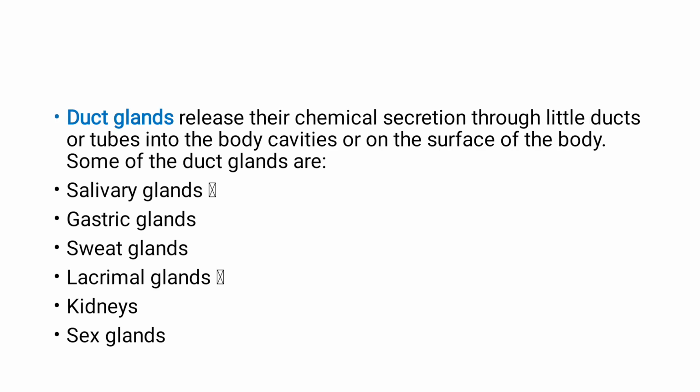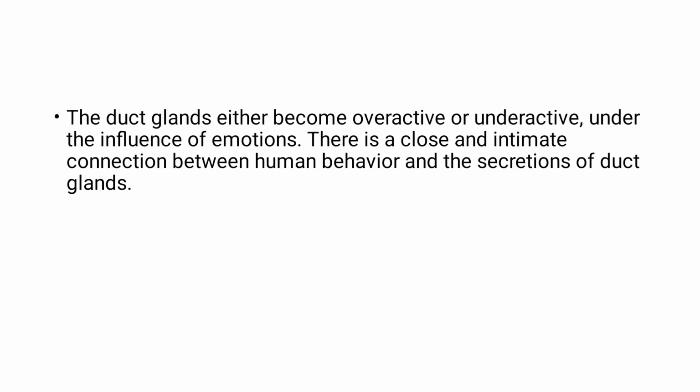So the duct glands, what are the duct glands? They release their chemical secretions through their ducts or tubes. For example, the salivary glands secrete saliva, gastric glands secrete gastric juice, sweat glands secrete sweat, lacrimal glands secrete tears, kidneys secrete urine, and your sex glands secrete some secretions. Okay, so these are all duct glands.